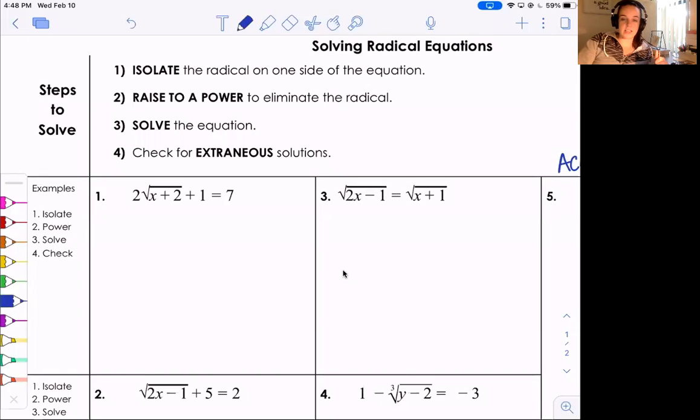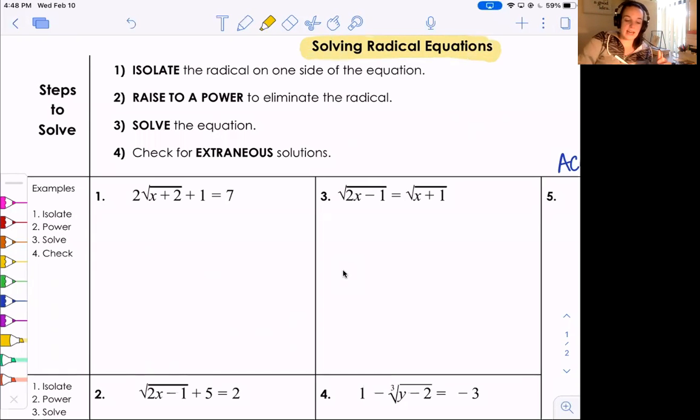Hi, everybody. Today we are solving radical equations. Let's do it. All right. So the title for today is solving radical equations. We're going to do 4 examples. There's also 4 steps. So we'll make it happen.